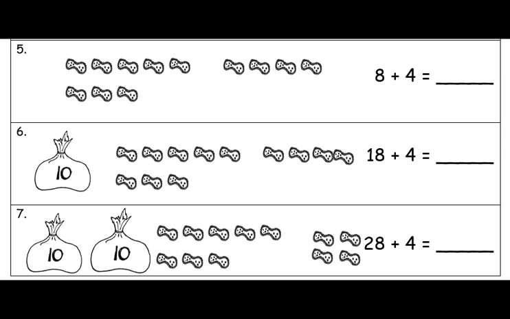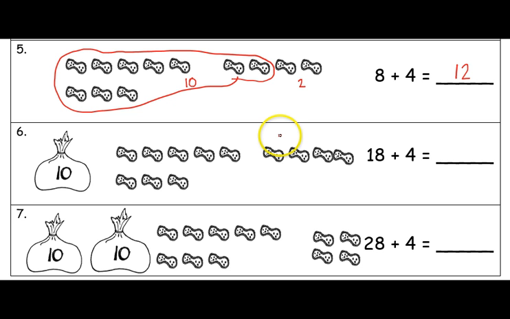Here's some more examples. We're going to start by adding 8 peanuts to 4 peanuts. Well, when I look at my group of peanuts, I know that if I take 2 peanuts out of the 4 and combine them with the 8, that will give me 10 peanuts, and then I'll have 2 left over. So 8 plus 4 is 12.